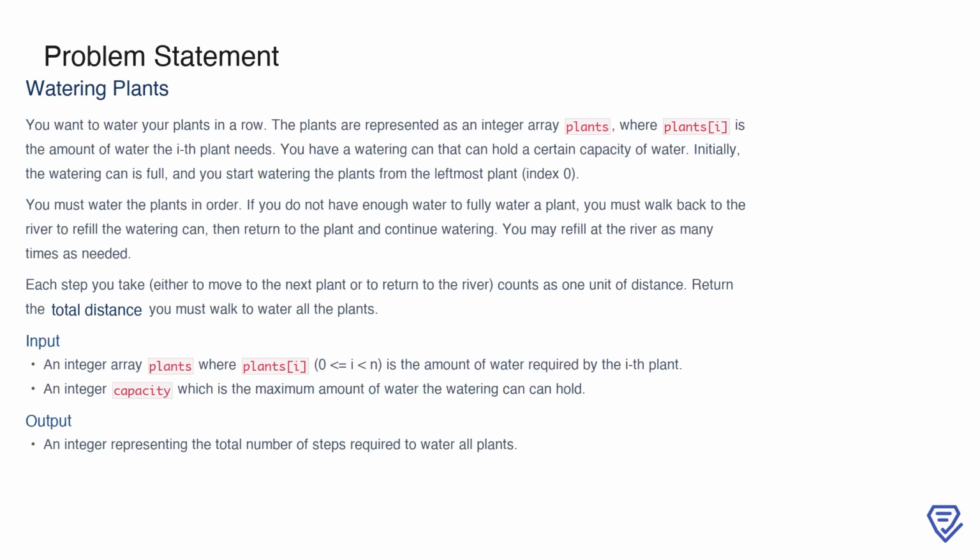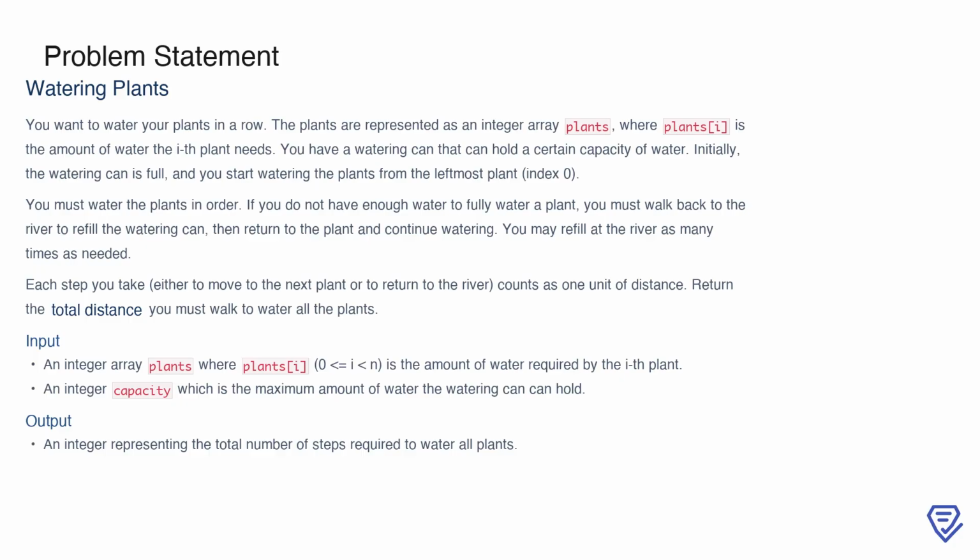In this problem, you have a row of plants that need to be watered. The plants are represented as an array of integers, where each element indicates how much water a particular plant requires. You have a watering can with a specific capacity, which starts full. You begin at the leftmost plant and move sequentially to water each one.